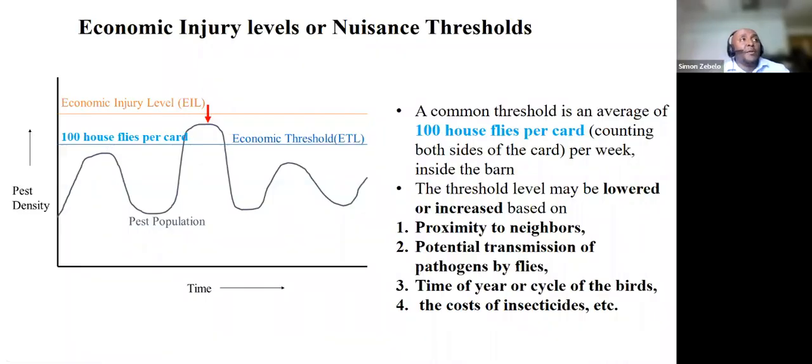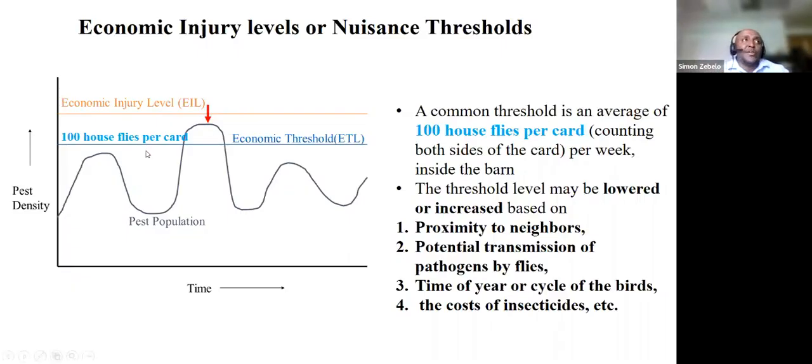So any farmer who raises chicken has to have their own threshold level that is most of the time determined through a kind of mini research: how far they are from the residence, restaurants, shopping center, all determines that. For example, in meat processing houses, the threshold level is very low, very close to zero. They don't tolerate a single fly or two nearby operations. So they have to really aggressively apply chemicals in order to reduce the population down to the threshold level.